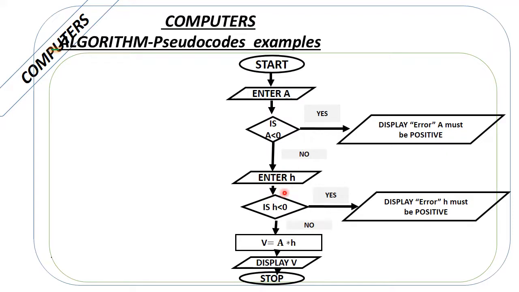Again, H it has to validate. So to find out if H is valid, is H less than 0? If H is less than 0, it will show a mistake. But if H is greater than 0, it will continue to calculating volume, where volume is equal to area times H. Then it will display the volume and it will stop. So now let's write the corresponding pseudocode.